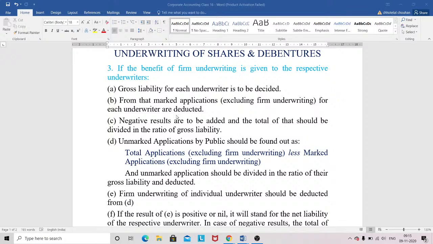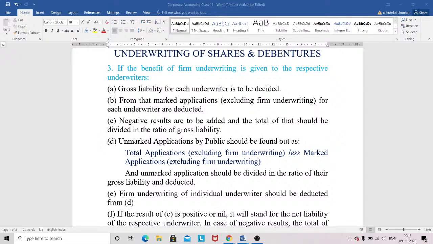Okay, now step 2, you have to deduct the marked application. Up to this point it is almost similar for the three methods actually. Now if you find a negative result after that, that means after deducting marked application excluding firm underwriting from gross liability, if there is some negative result, that negative result is to be added and divided in the ratio of the gross liability as usual. I have already shown how to adjust the negative result, so no problem in that.